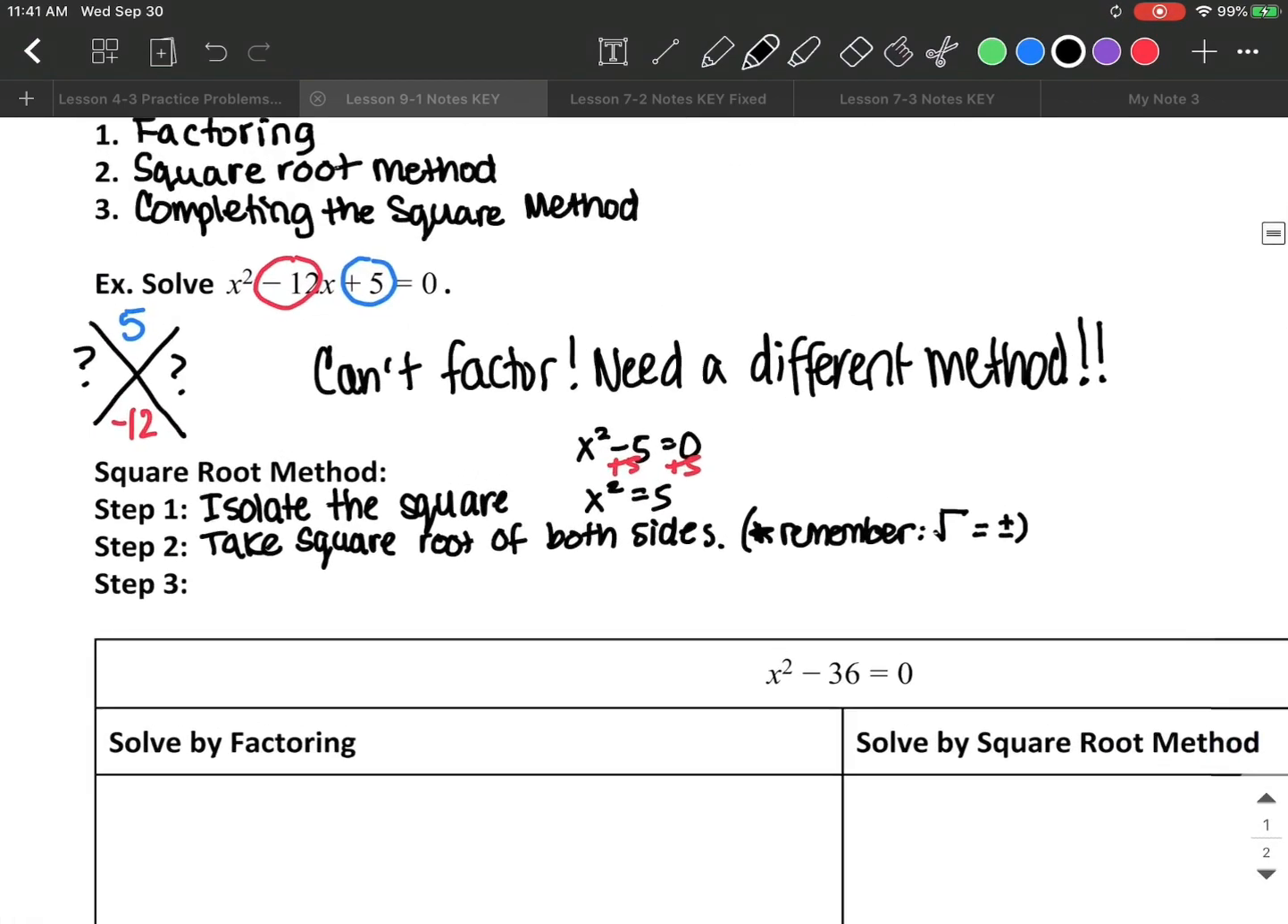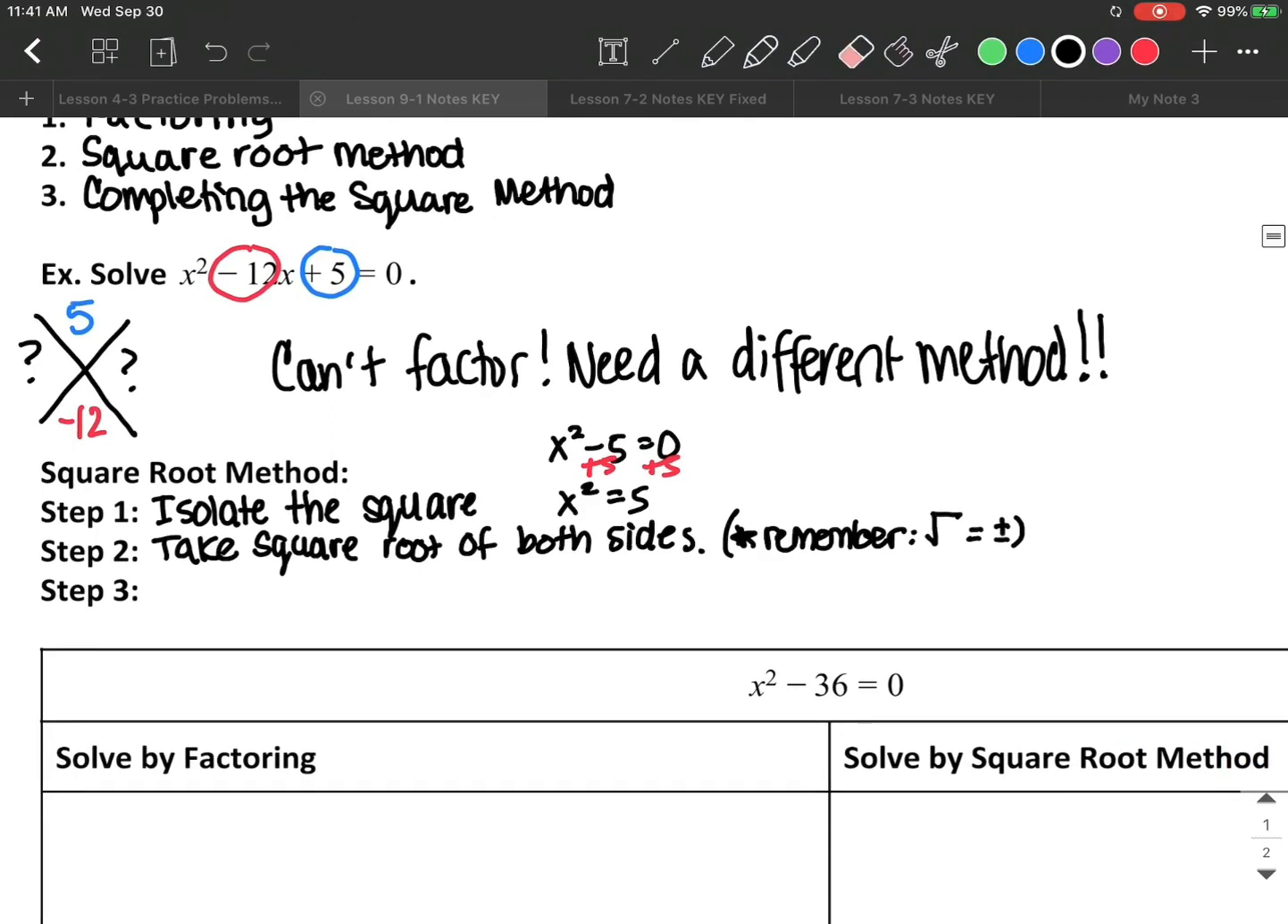Okay, so I started with x squared is equal to 5. What I'm going to do is take the square root of both sides now. And that gives me x is equal to plus or minus the square root of 5. So that's what I'm talking about, the plus or minus. You have to include it in front. It either could be positive square root of 5 or negative square root of 5.